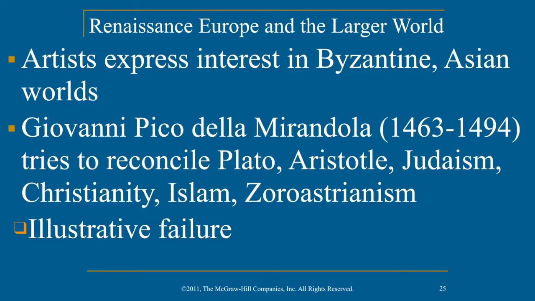The problem is Giovanni Pico della Mirandola is a failure at this process. Couple reasons. Number one, he doesn't really understand a lot of what he's trying to reconcile, and so when he tries to explain it to people, those who follow a lot of those philosophies or religions are saying, yeah, that's not what we're saying, man. And he also is a failure because he oversimplified too much of their beliefs. All of them have in common something like you should be a good person. Well, what does that mean?